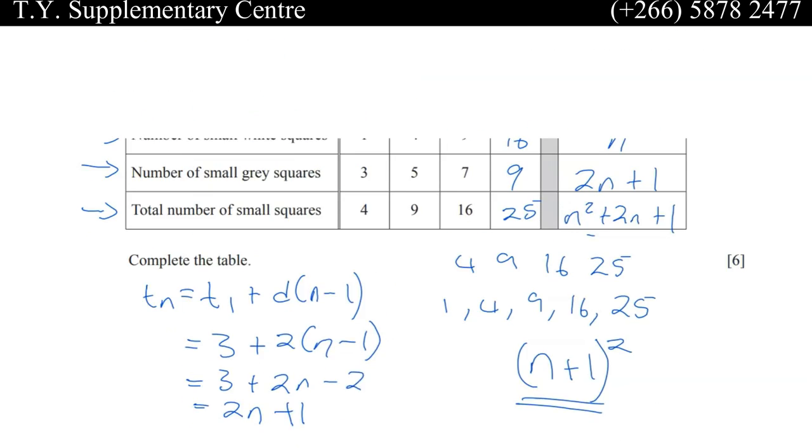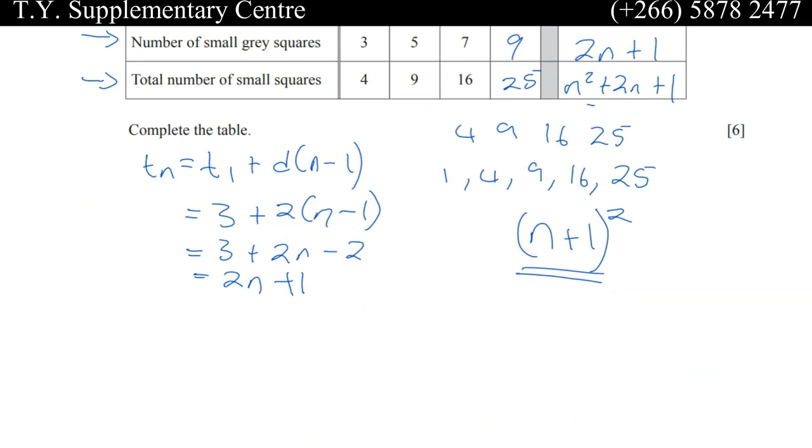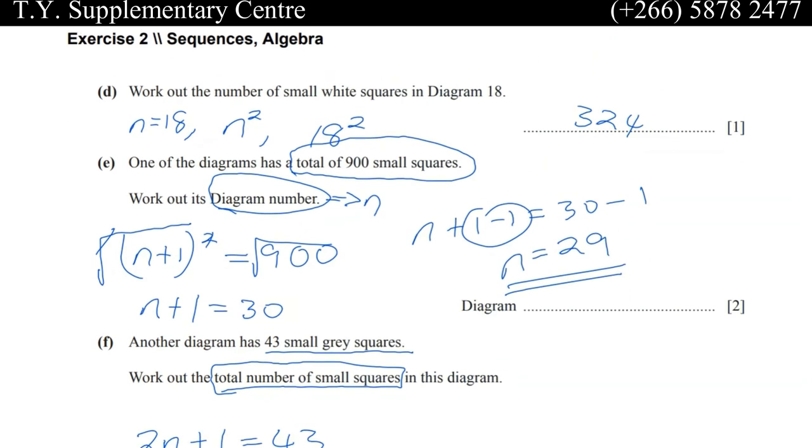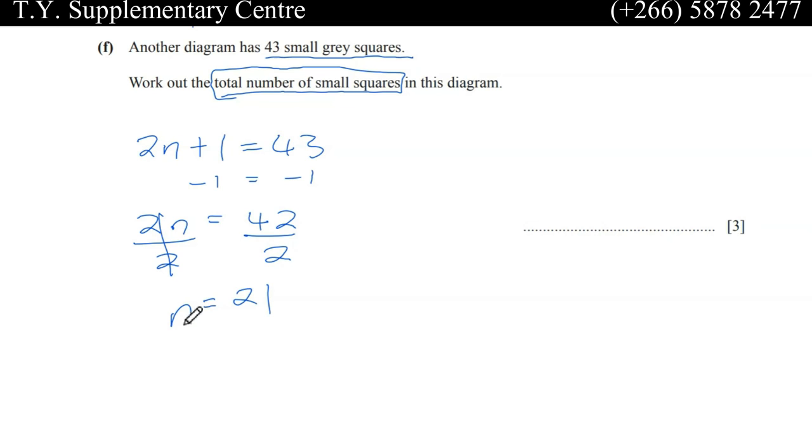Remember, the total number of squares is given by this sequence of square numbers, but starting with 4. And then the formula for the nth term, remember, we found it as n squared plus 2n plus 1, or in factorized form, n plus 1 squared. So since we want to find the total number of small squares, we now know that the diagram number is 21. So now using the formula for the total number of small squares, remember that's n plus 1 squared.